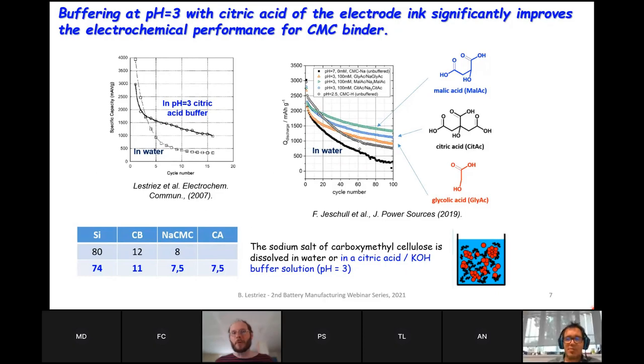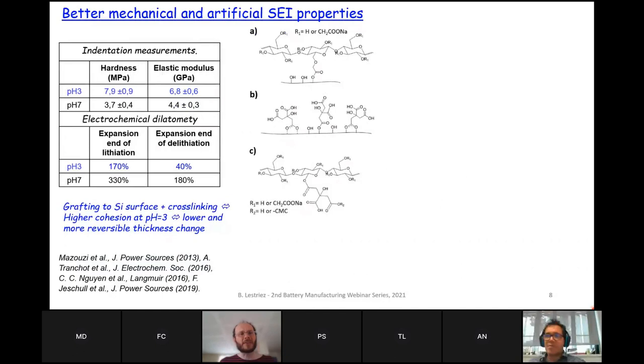Next. And we found on our side that the electrode prepared in buffer pH 3 condition, so with citric acid in combination with carboxymethyl cellulose, was showing higher strength in indentation measurements, with a higher hardness and higher elastic modulus, and was also showing lower expansion as measured by electrochemical dilatometry compared to the electrode prepared at pH 7 with only carboxymethyl cellulose.